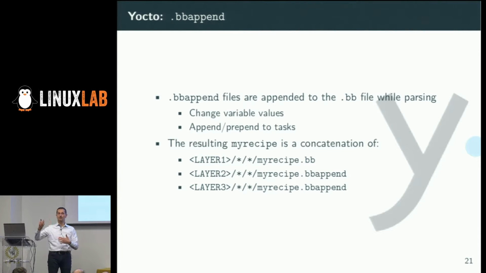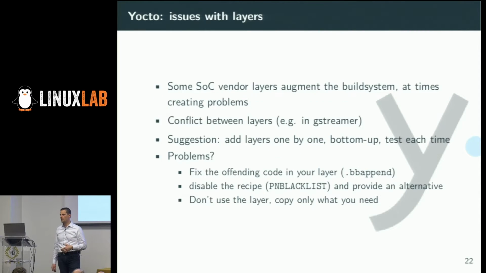If on upper layers there is a file called bbappend, then it will be really appended to the first one. So in the end, what bitbake does is concatenate all of those files and then parse the concatenated output. So in your bbappend, you can modify whatever has been defined in the lower layer. So it's a pretty powerful mechanism to extend a recipe.